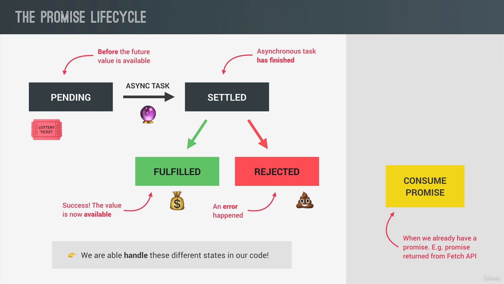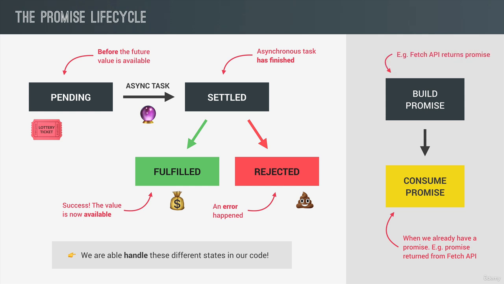Remember? But in order for a promise to exist in the first place, it must first be built, so it must be created. In the case of the fetch API, it's the fetch function that builds the promise and returns it for us to consume. So in this case, we don't have to build the promise ourselves in order to consume it.